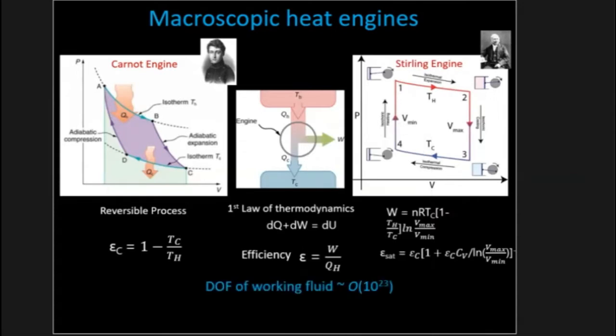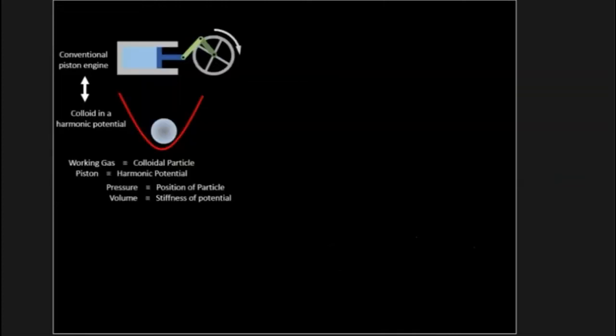Okay. So now these conventional engines have a working fluid which has Avogadro number of particles and hence so many degrees of freedom. And the question is, what if the degrees of freedom are few? Can we build an engine? And the answer is yes. So in that case, the working fluid of the engine is replaced by a single colloidal particle which is dispersed in a thermal fluid. And the dashpot and the piston are replaced by a single harmonic potential, which is usually created by focusing a laser into it. Now, the pressure is just the position of the particle and the volume is the stiffness of the potential.